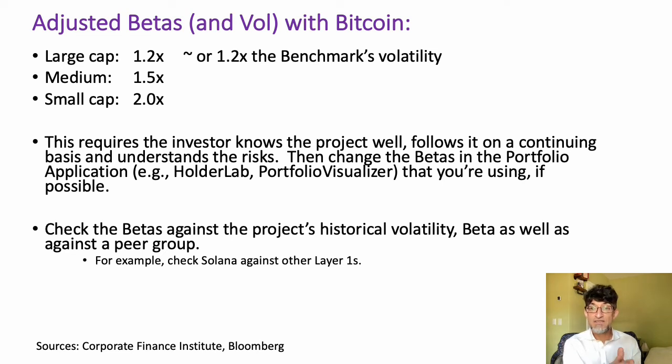So then after we figure out what the risk is of each of these projects, whether large, medium, or small, what we do is we place a beta for them. So maybe we'll put a beta of 1 or 1.2. I put 1.2 here for the ones that are large caps, and medium for the ones that are medium cap. And in small, for small caps, I put a beta of 2.